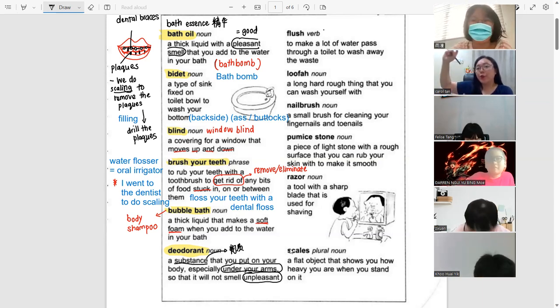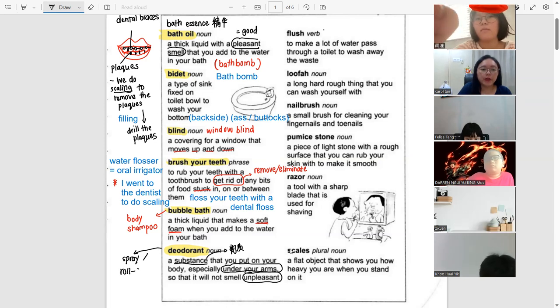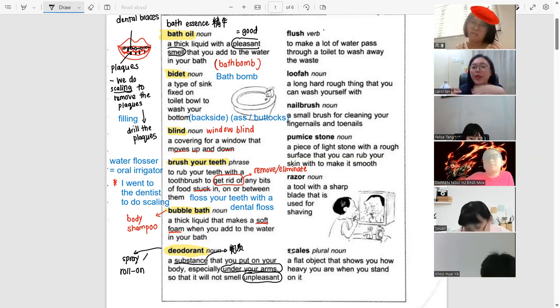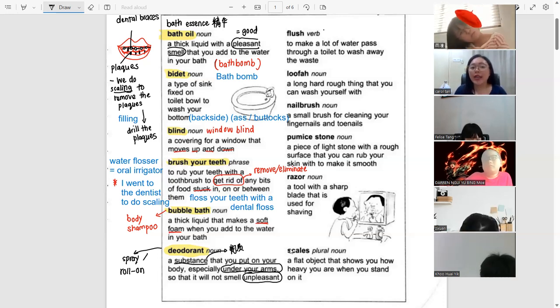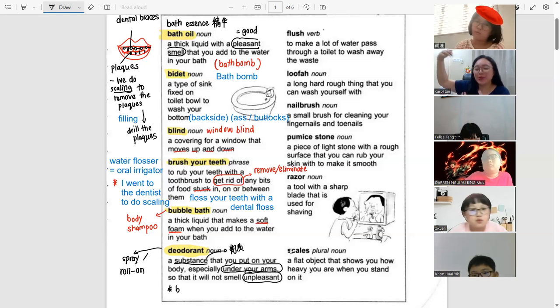So you have the spray deodorant or the roll-on deodorant. You can write: you have the spray or the roll-on deodorant. Spray is like 你用来喷的, and roll is like you roll it. Because some people have this, in Chinese called 狐臭味, right? In English it's called body odor. It's so smelly, okay?